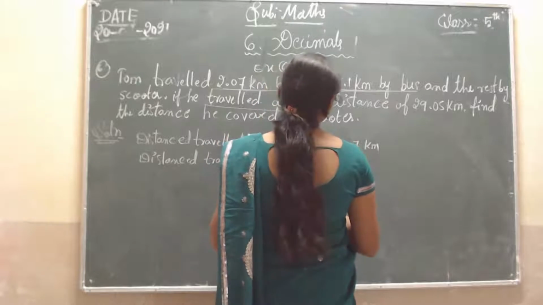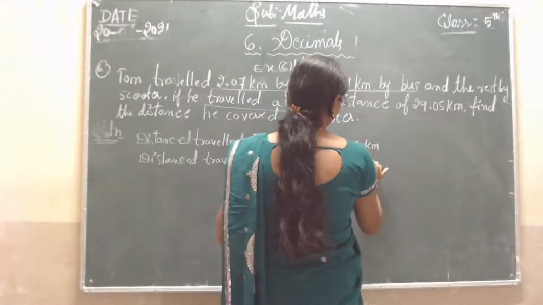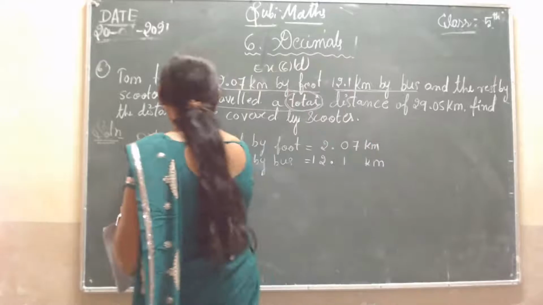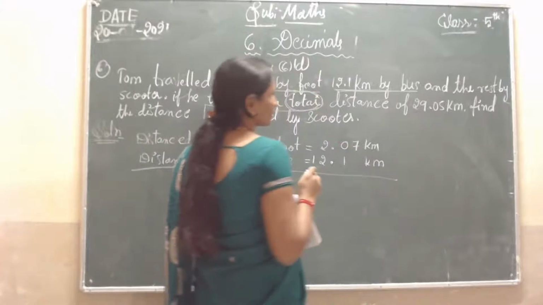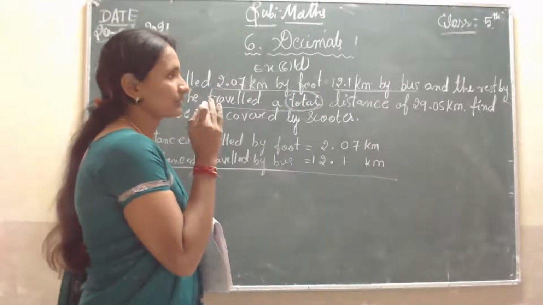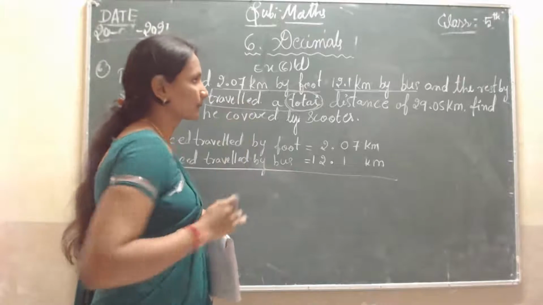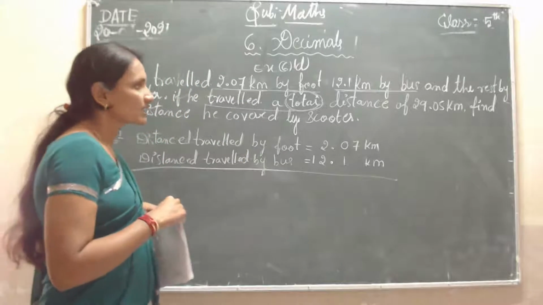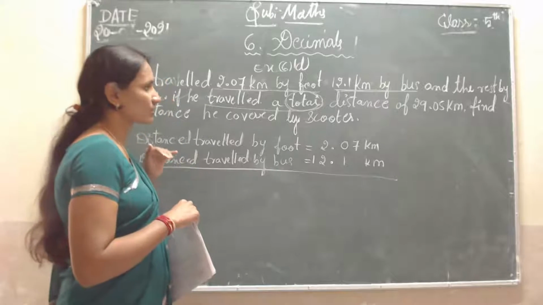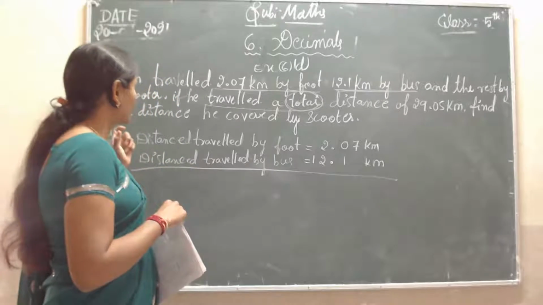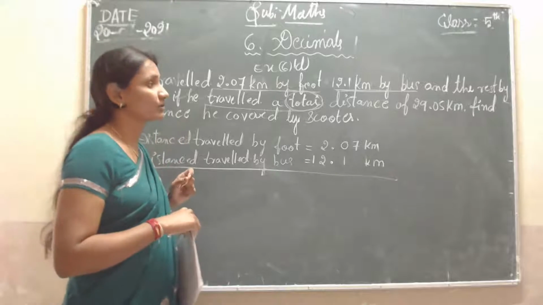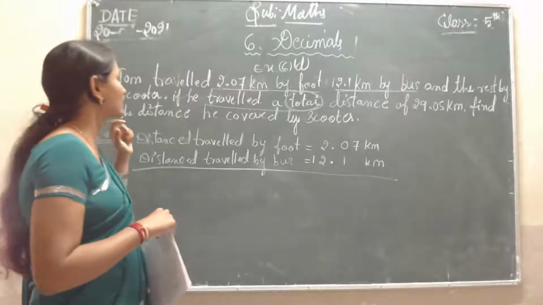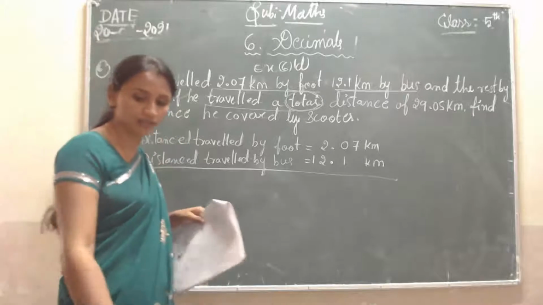Students, that is 12.1 kilometer. So, question C. After walking, he went by bus and the rest by the scooter. If he traveled a total distance of 29.05 kilometer, find the distance he covered by scooter. This is very important. Find the distance he covered by scooter.